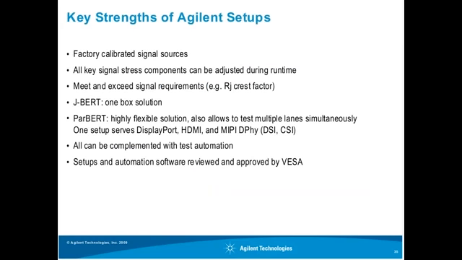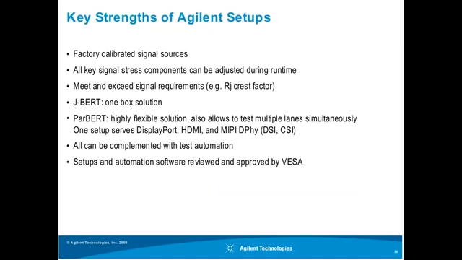And in terms of the setups I've described before, the tools are factory calibrated, so they simplify some of the testing. However, because of the ISI, crosstalk, and other things, there's still some calibration needed. All key signal stress components can be adjusted during runtime, which helps a lot during debugging. So you can just turn a knob and then you change your random jitter level, for example. No need to load a new setting or a new waveform. This is just turning knobs in real time. All instruments meet or exceed the signal requirements. For example, the crest factor for the random jitter that I mentioned before.